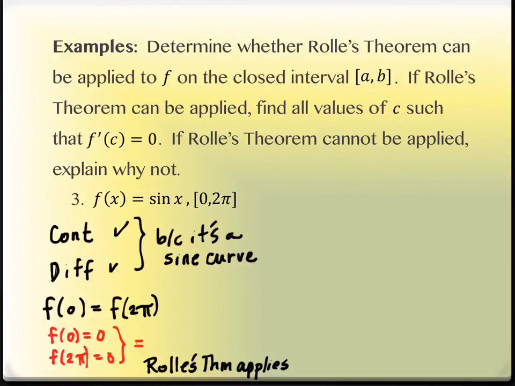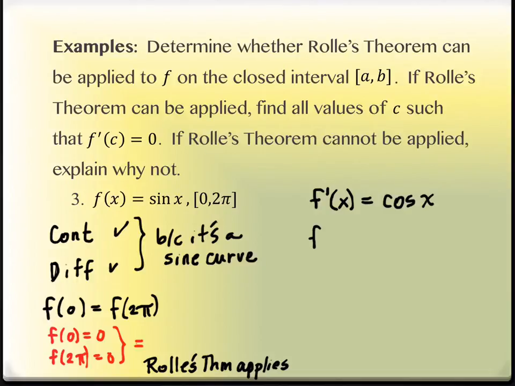Okay, so far so good. When Rolle's theorem applies, it did on the first problem, didn't on the second one. It will apply on this one. What's our next step? Take the derivative, right. So we're going to take the derivative. So what is the derivative of sine of x? Cosine of x.